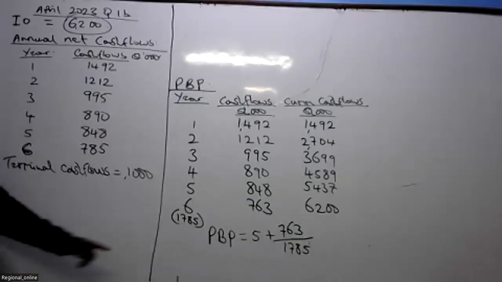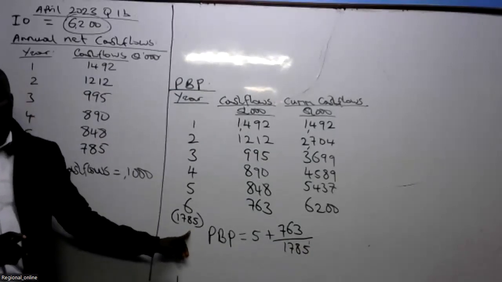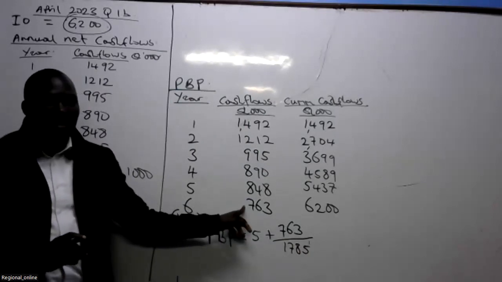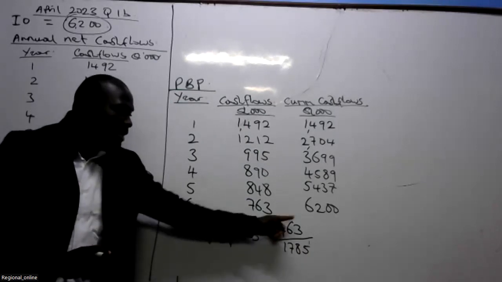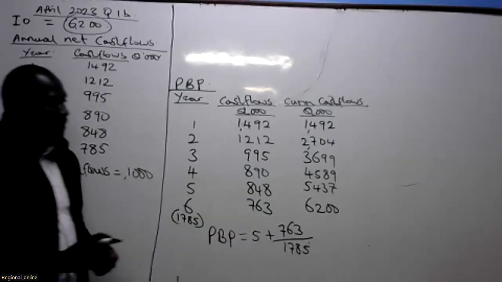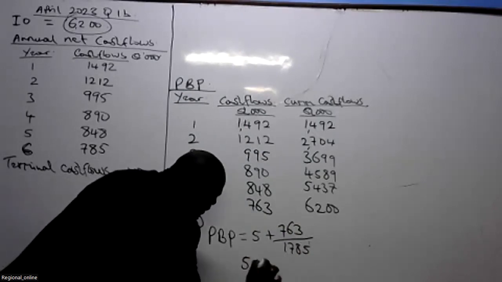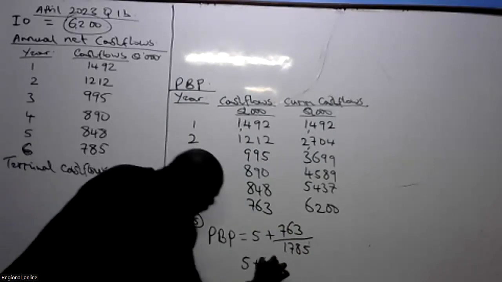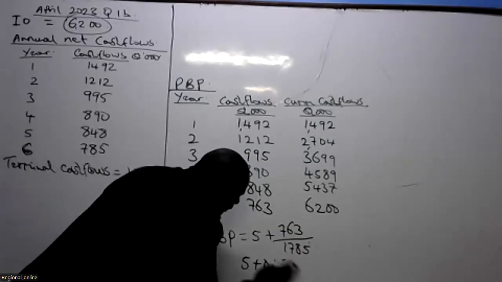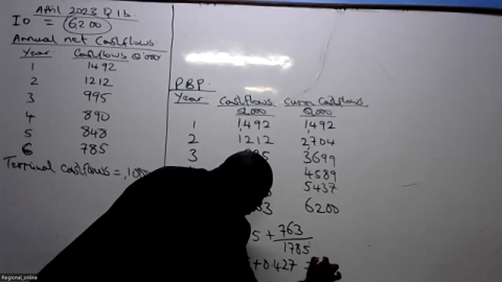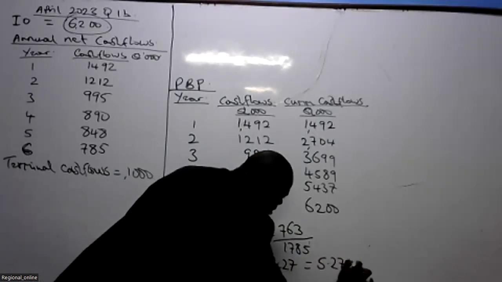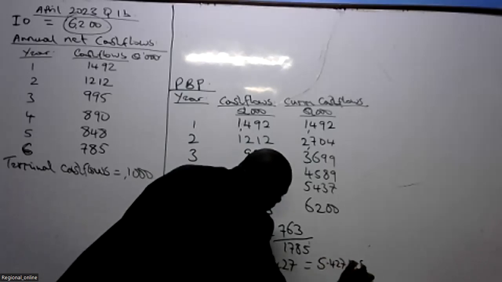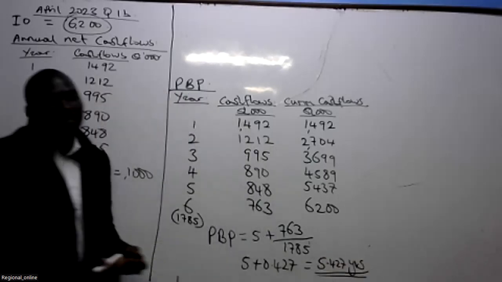Now for the whole year I get 1785, right? But I want only 763, so what fraction of that will I need? So this is 5 plus 0.427. Therefore the payback period becomes 5.427 years. As simple as that.